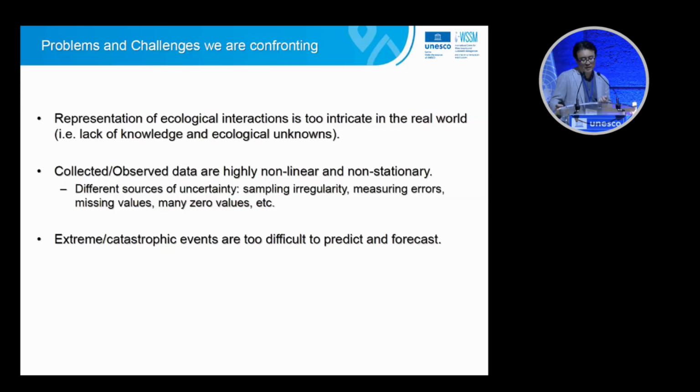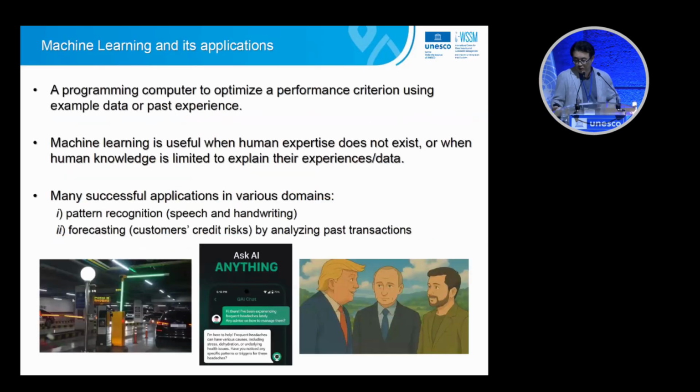Second, our data is highly non-linear and non-stationary, so statistical methods are kind of imperfect or incomplete for solving a problem, because they are based on the linear assumption in the relationship. Third, catastrophic events and climate change are another factor that makes it difficult to predict.